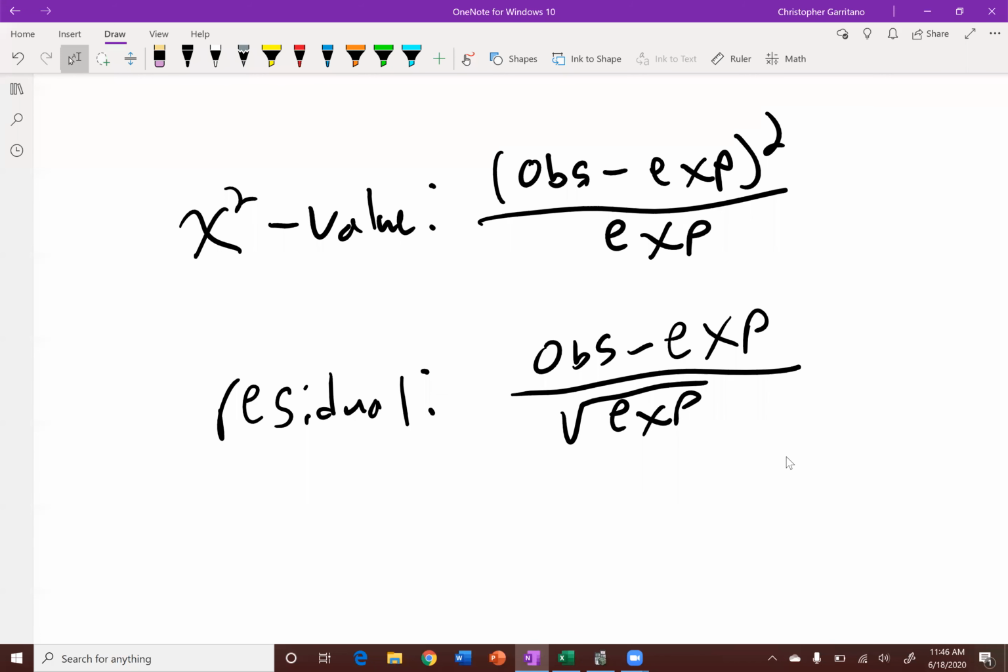All right, and just to finish off, I want to close with discussing, again, the residual. Remember, the residual is basically the chi-squared value. You take that value and take the square root of it. The one important thing is when you take the square root of the numerator, you do have to take into account the sign. So we do want to allow the numerator to be either positive or negative. All right, so that's the major difference.